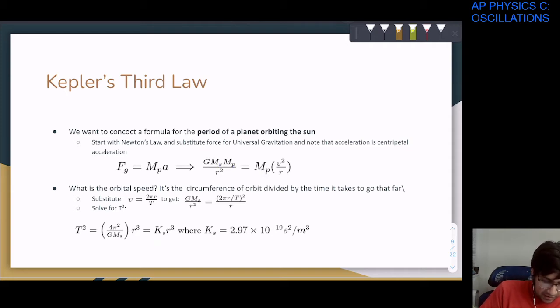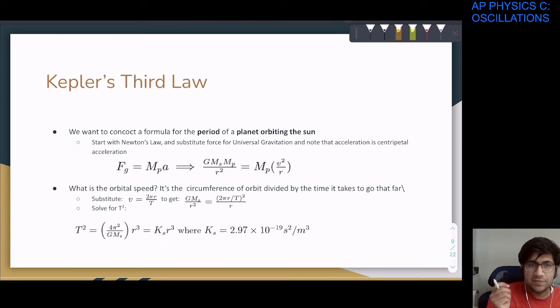Now here we know that when we have orbiting, if it's a circular orbit, we can say that it's m times v squared over r. That's our formula for the centripetal force. So we have this expression over here, and now we're going to look at the orbital speed.